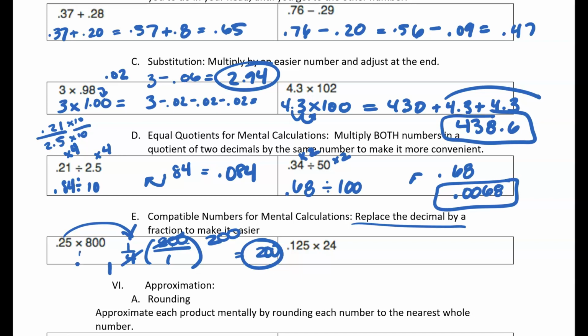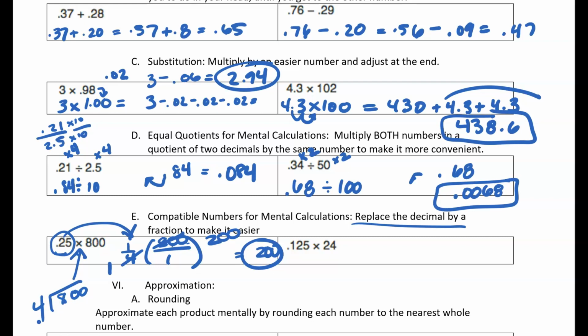I went back and I always think, does this make sense? And I think about how small a quarter is. Would there be 2 of those in 800? That doesn't make any sense, but 200 of them, that makes more sense. Or you could think of it as a quarter of 800, or 800 divided by 4 is another way to think of that one.